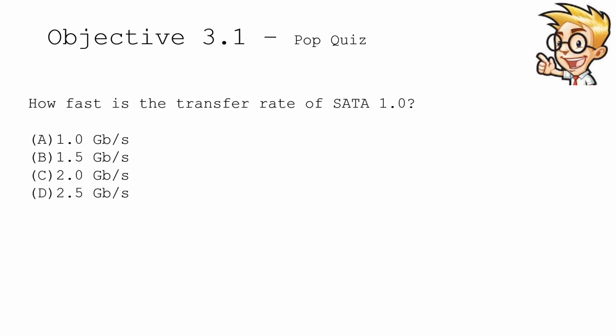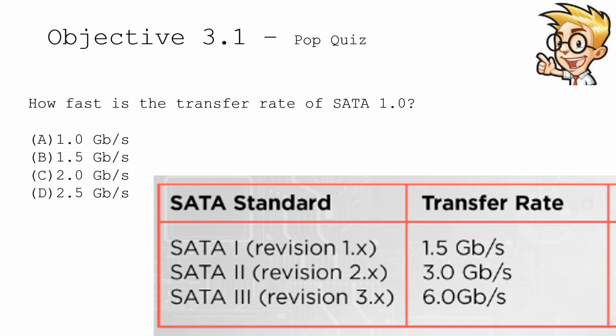Okay, how fast is the transfer rate of SATA 1.0? A, 1 gigabit per second, B, 1.5 gigabits per second, C, 2 gigabits per second, or D, 2.5 gigabits per second? And the answer is B, 1.5 gigabits per second.